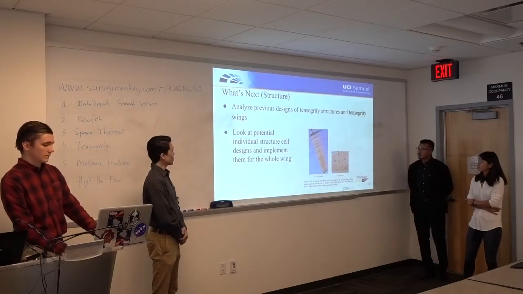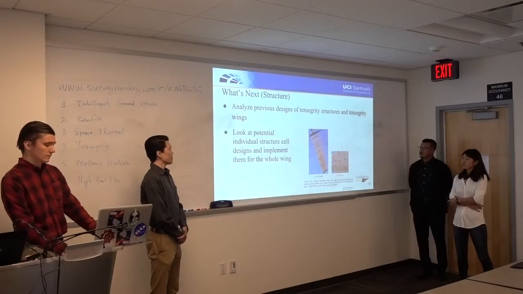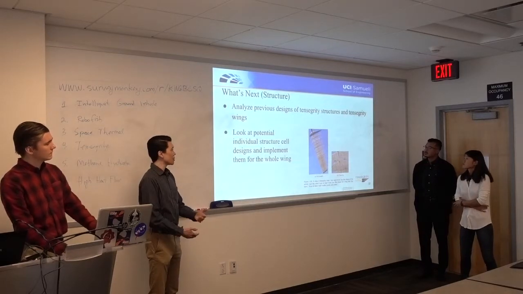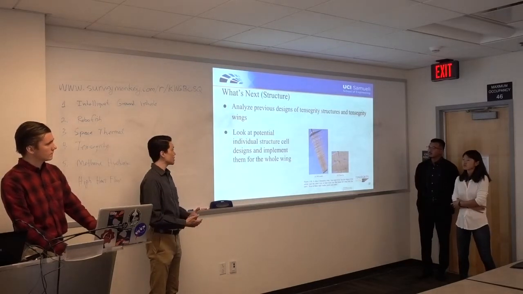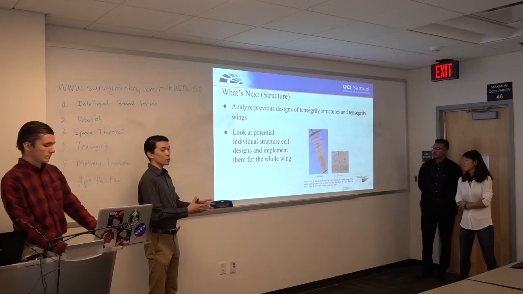So the next thing the structures team will be working on is looking at different tensegrity structures and tensegrity wing designs that already exist. And we'll be trying to find different cell structures that we can incorporate into our wing that will allow it to achieve torsional deflection.